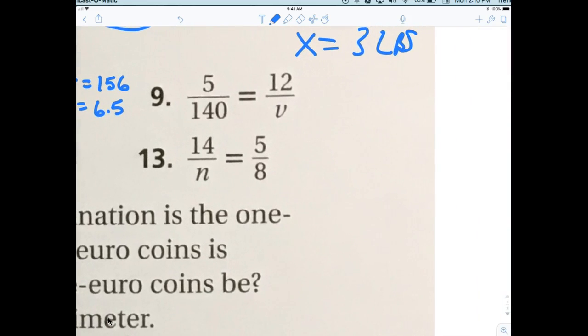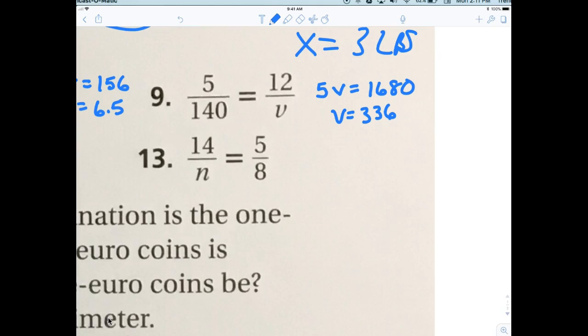All right, Carly, you're up with number 9. I want you to write the equation for me, please. Good. Then what? And so now what? Everybody pretty happy with that?